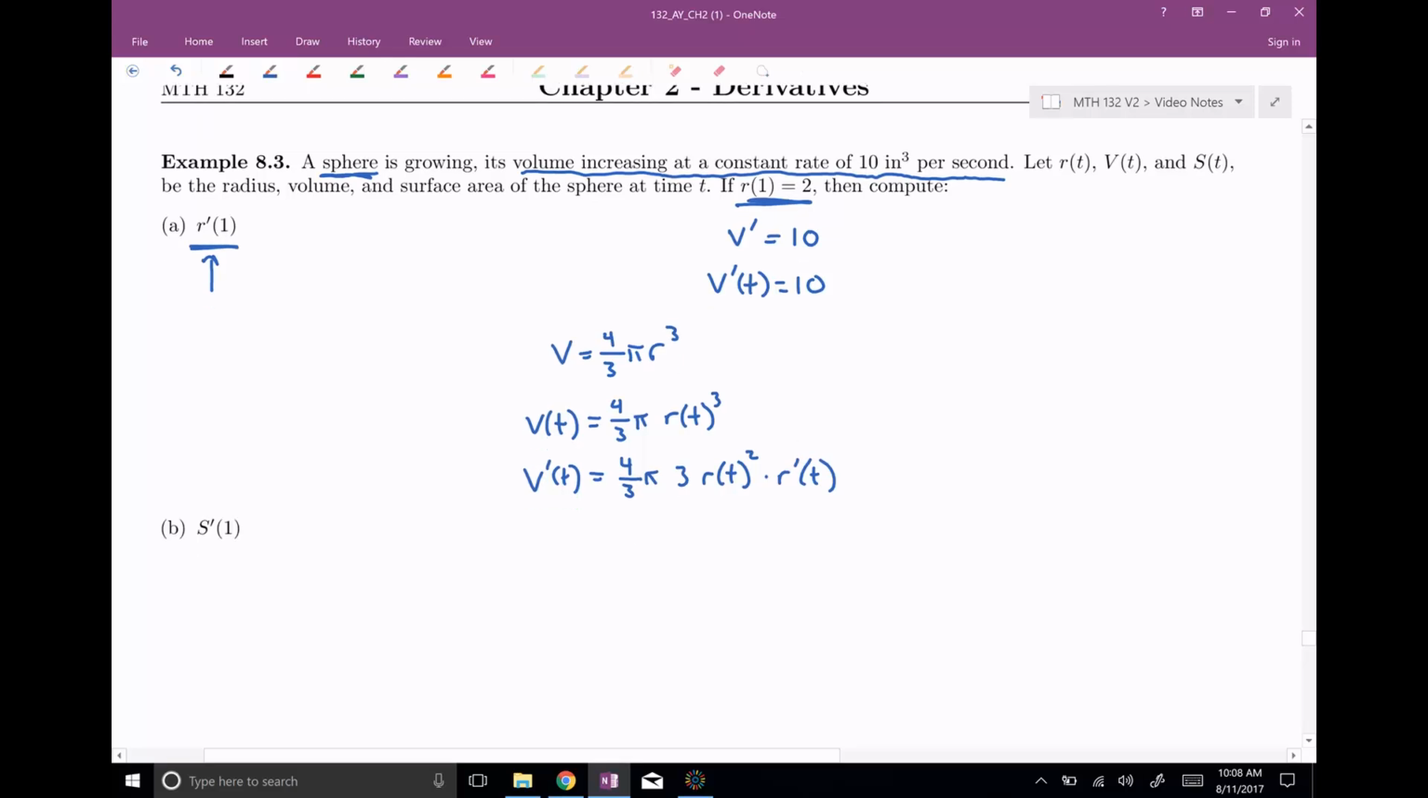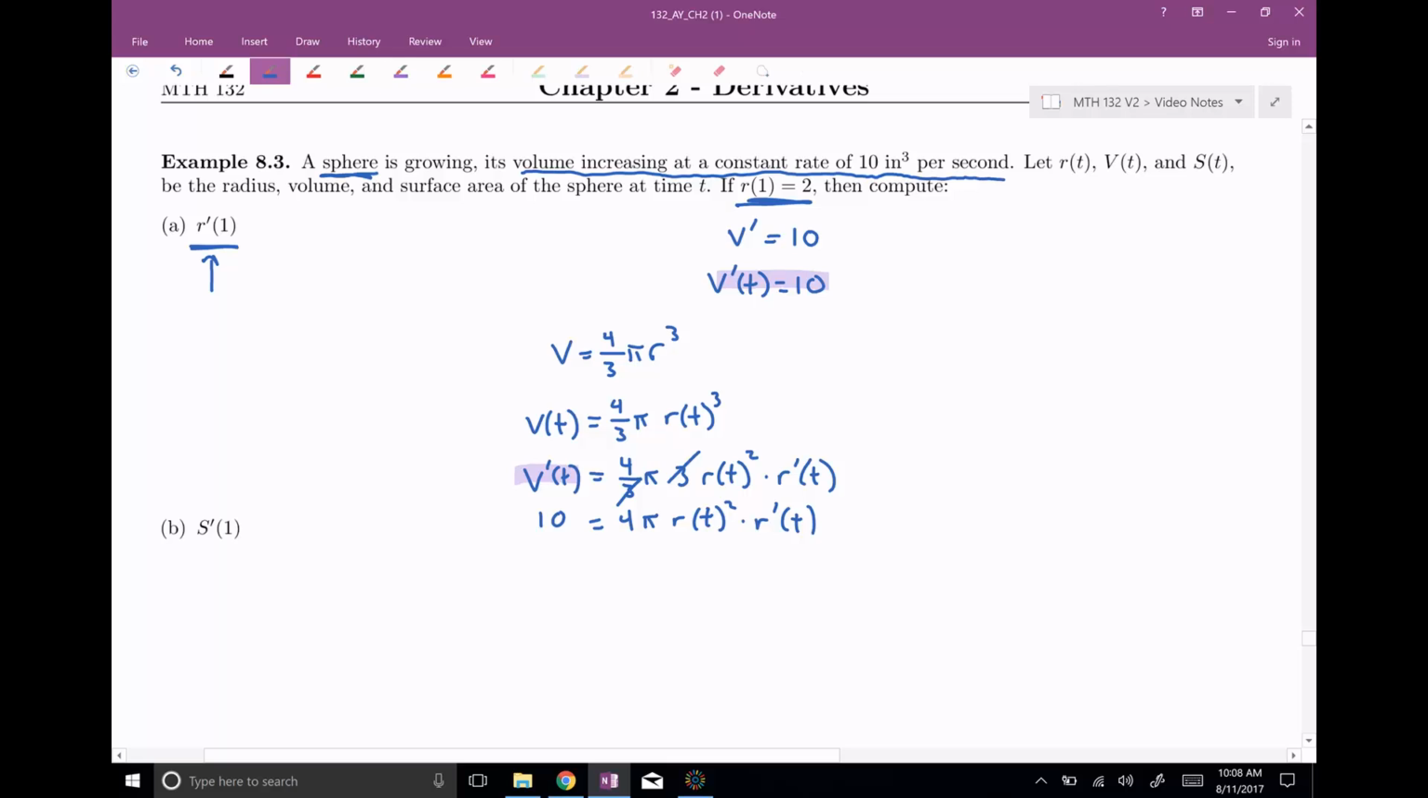All right, now let's see what we have. First of all, we notice that V prime of t is equal to 10, so I can substitute that in there. So this is going to be 10. Notice I have a little bit of cancellation, 3 on top, 3 on bottom, so this is going to be 4 pi r of t squared times r prime of t.